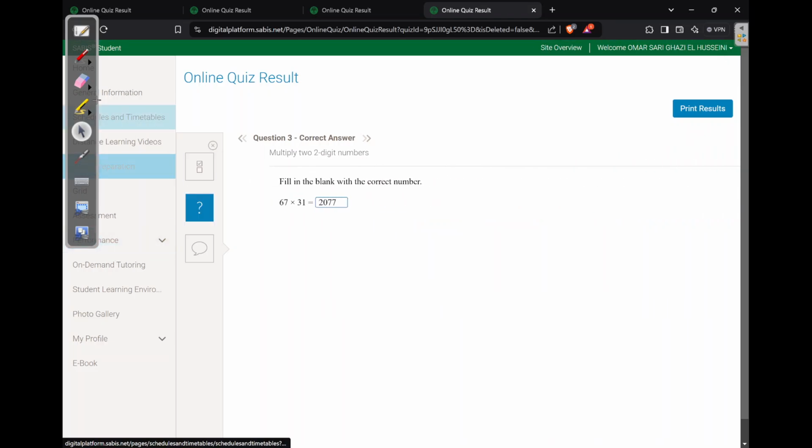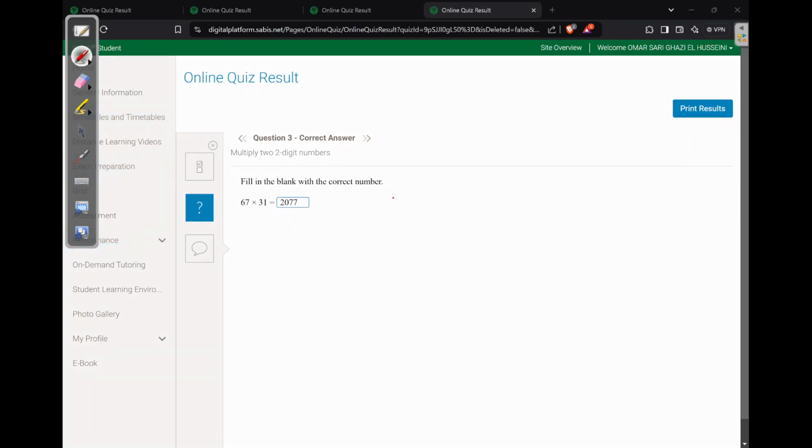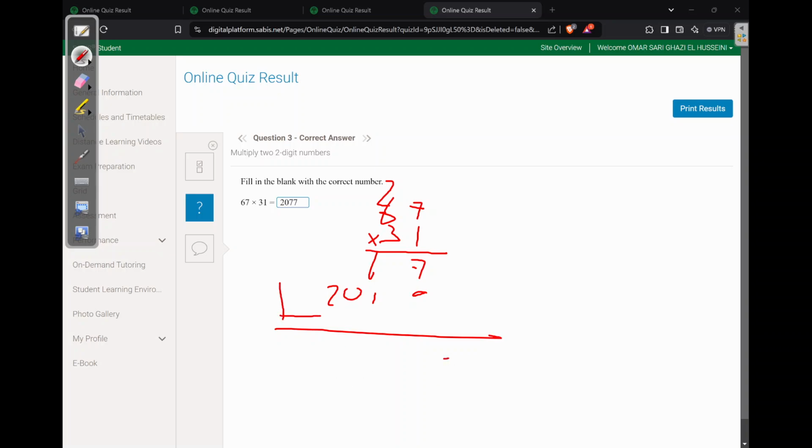Question 3. Okay. 67 times 31. 7, 6. Okay, now 0. 3 times 7 equals 21. Okay, now 3 times 6 equals 18. You add that 2 equals 2 zeros. Now we plus them. 7, then 0, to 2077.